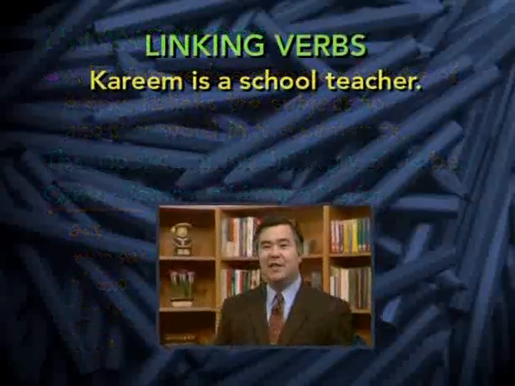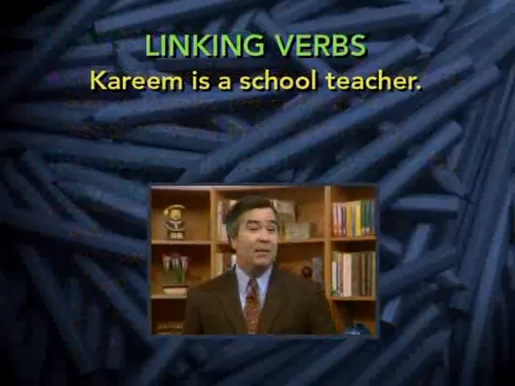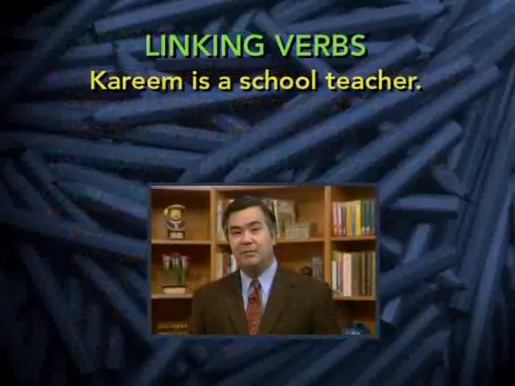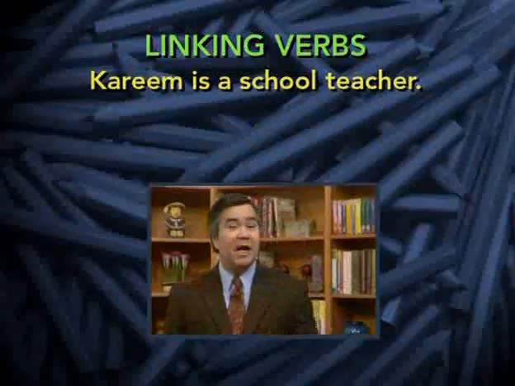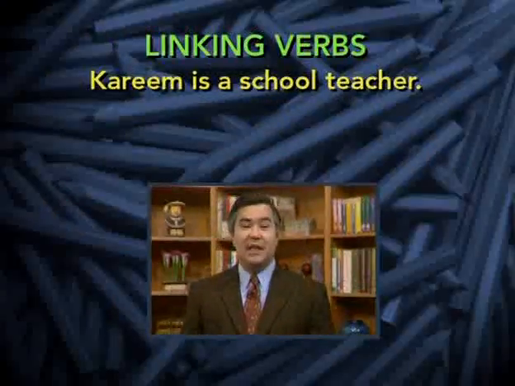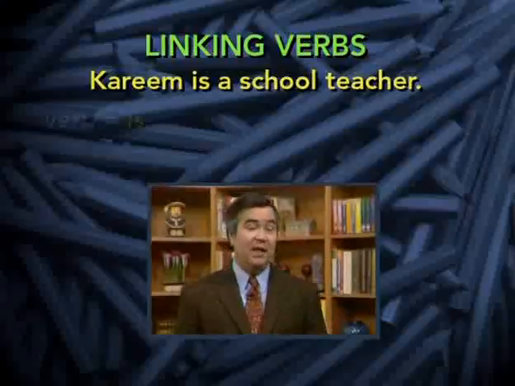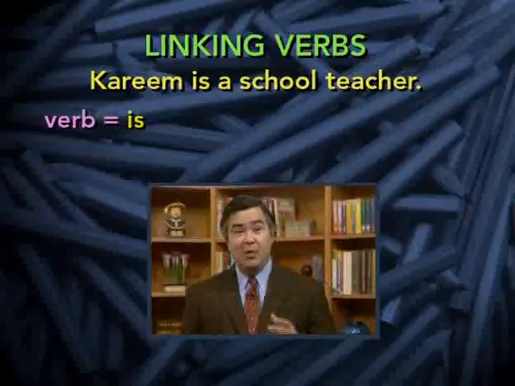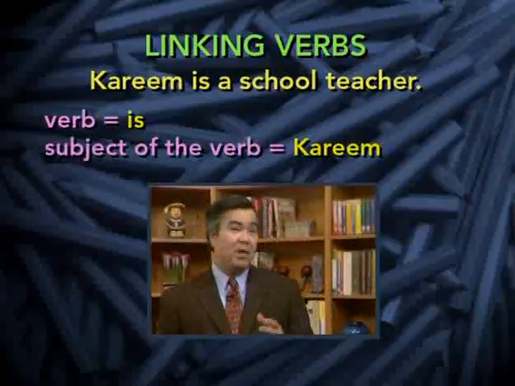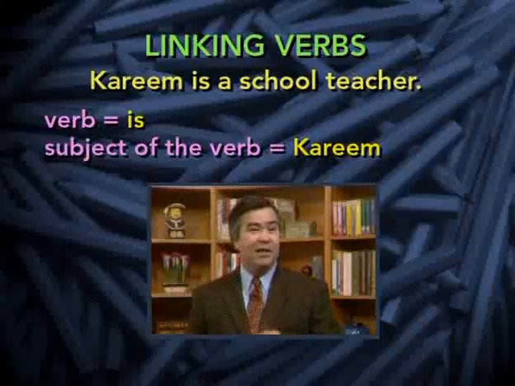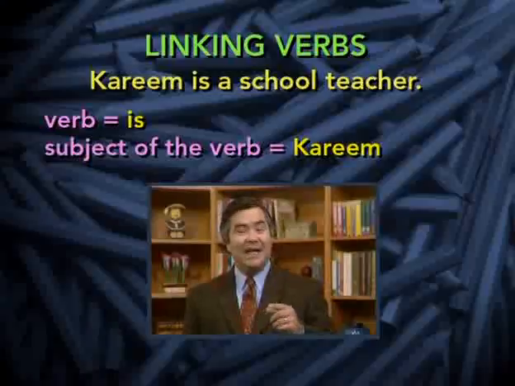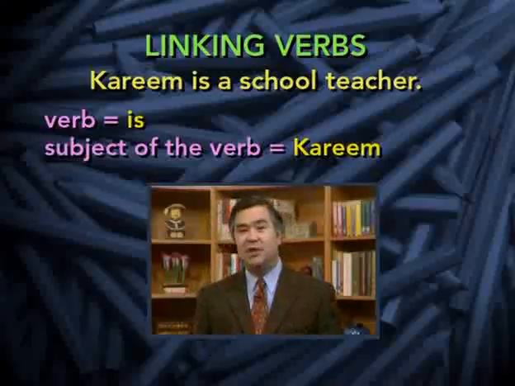Here are a couple of examples. Karim is a school teacher. We said a moment ago that the verb to be is the most common linking verb. Here's an example of a form of the verb to be. The verb is. What's the subject of the verb is? Karim. Karim is the one who is. And following the verb is, we're told exactly what Karim is, a teacher, or specifically a school teacher.